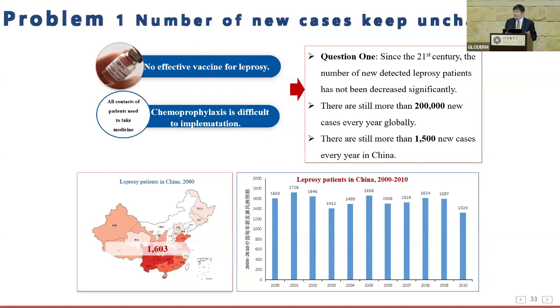And the epidemiological survey shows that only 1% of the close contacts will develop to be leprosy cases in 10 years. So in order to prevent 1% of the patients from developing leprosy, 99% should take chemoprophylaxis. So it is unrealistic.